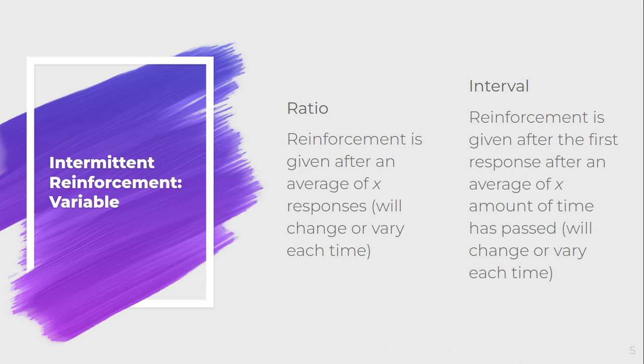And variable interval reinforcement is when reinforcement is given after the first response after an average of X amount of time has passed. So again, the amount of time is going to change or vary each time. While it will change or vary, the average will remain the same. So if it's an average of 3 minutes, it's going to remain around 3 minutes, but the exact amount of time is going to change each time.